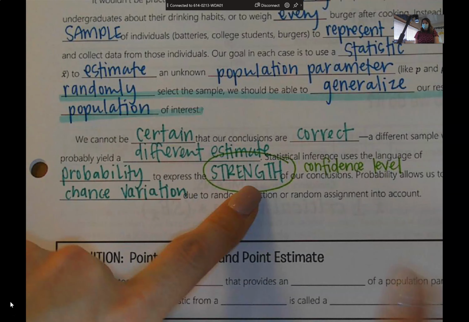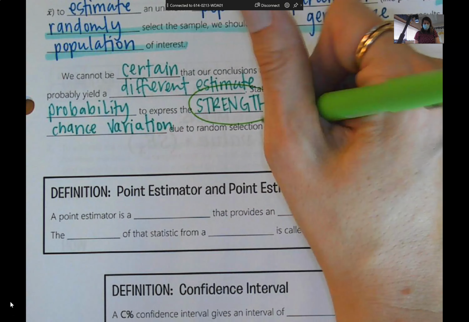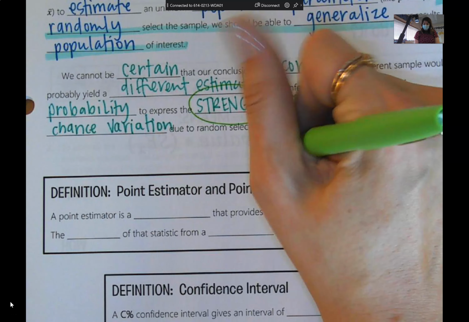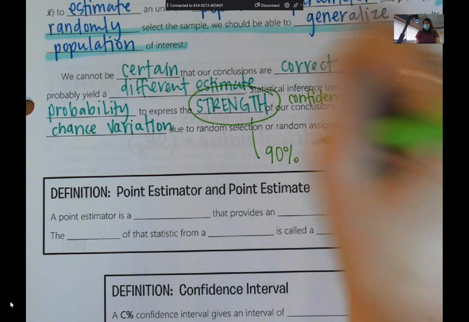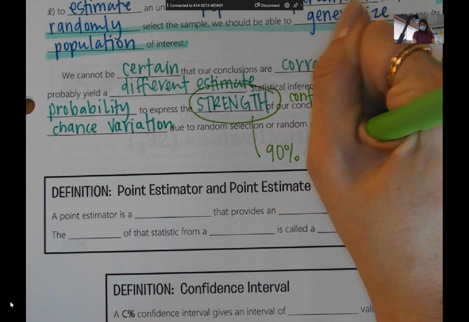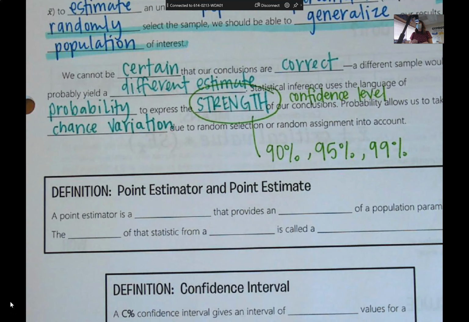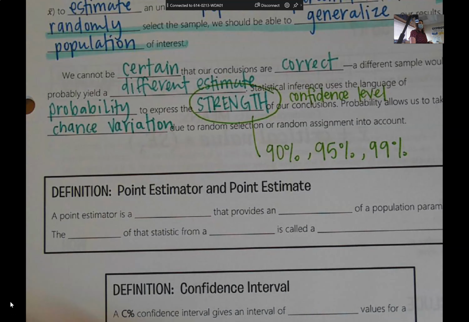Here, I want to add in the most common confidence levels. When we say confidence level, how we normally describe that is like 90%. We're 90% confident, or 95% confident, or 99% confident. Those are the most common confidence levels. So we would get our estimate, and then say we're 90% confident that the true value is, and then give our confidence interval.